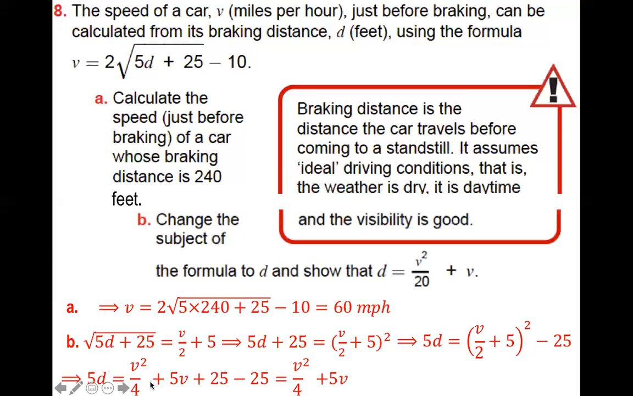So you've got V squared over 4 plus 5V plus 25 minus 25. Once you expand that, you can get rid of the 25. You end up with V squared over 4 plus 5V equals 5D. And your final answer is D equals V squared divided by 20 plus V. So we changed the subject and showed that D, which is what they asked us to show, equals V squared over 20 plus V. QED.